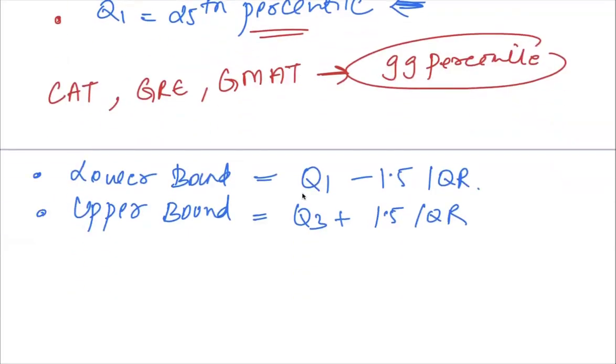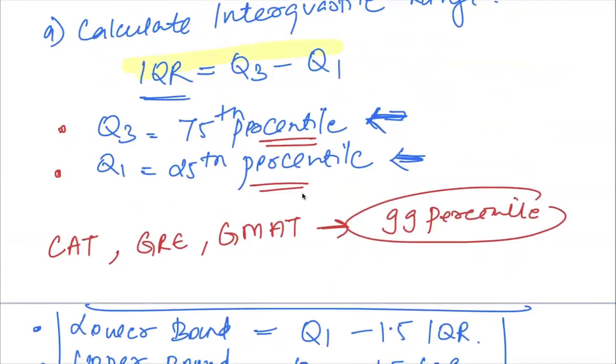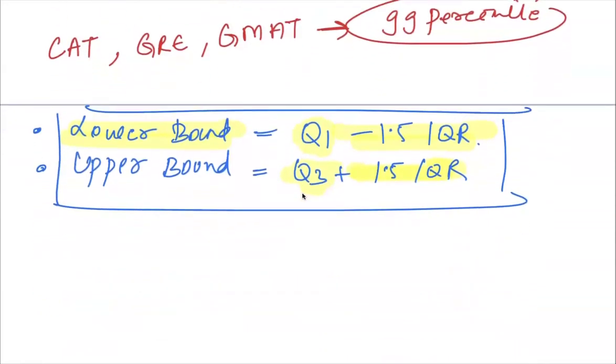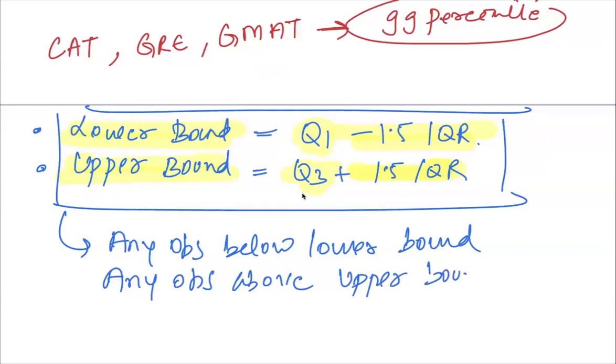See, it's simple, it's not that hard. The first step is to calculate the interquartile range. Then to get the lower bound of the data, you use quantile 1 and subtract 1.5 times this range, and you use quantile 3 and add 1.5 times the interquartile range. This gives you your lower bound and upper bound. So any observation below the lower bound, or any observation above the upper bound, is considered to be an outlier.